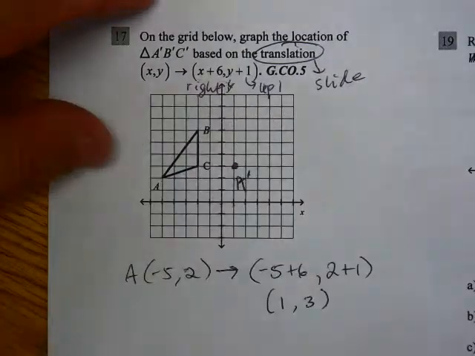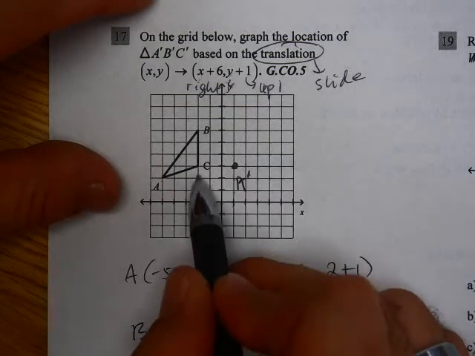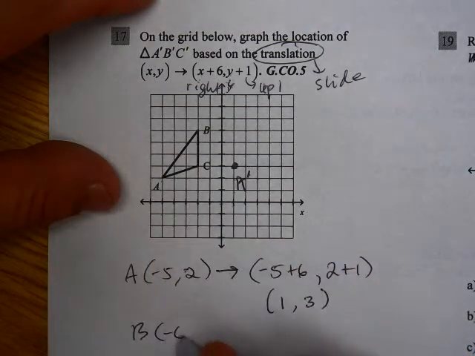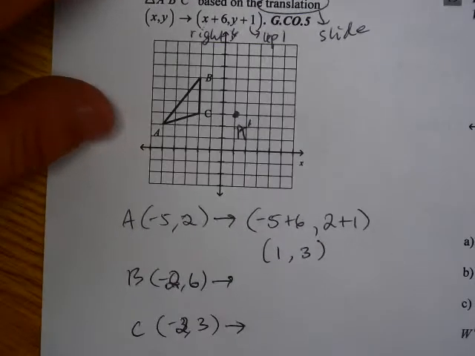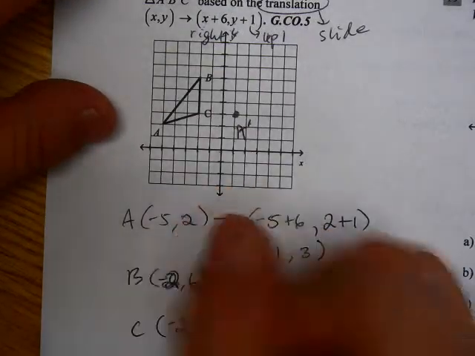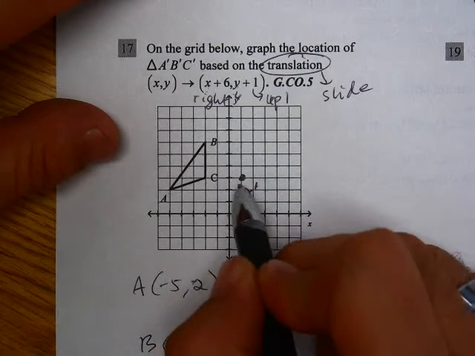Now if you want to deal with points B and C, point B is at negative 2, 1, 2, 3, 4, 5, 6. Oops, negative 2, positive 6. Point C is at negative 2, positive 3. Okay. You can do the same thing. You can plug those in and go from there. Now if you don't want to do that, that's absolutely fine. You can do the same thing as I did with the counting.